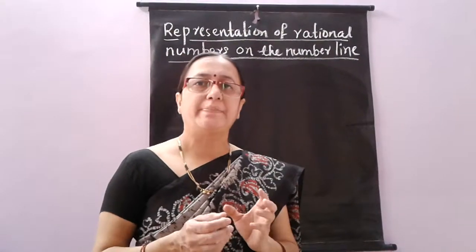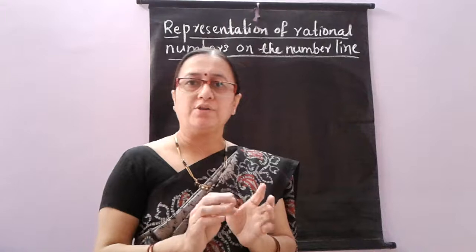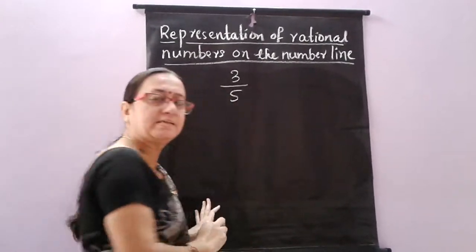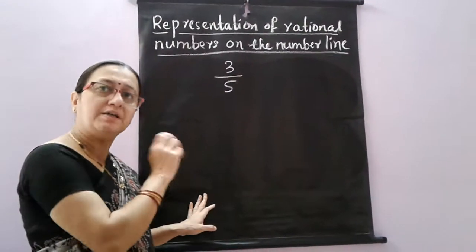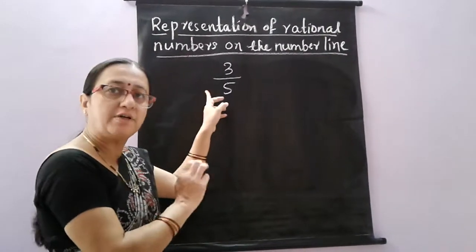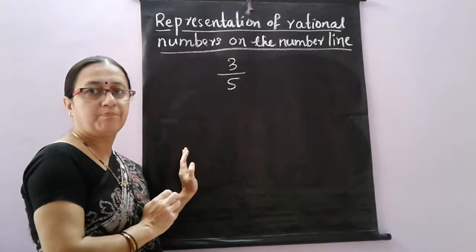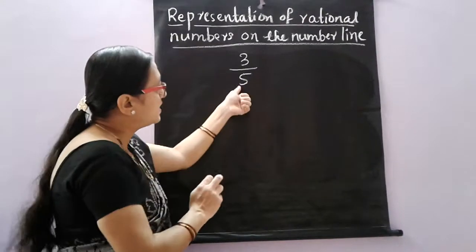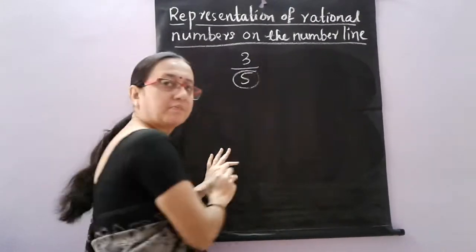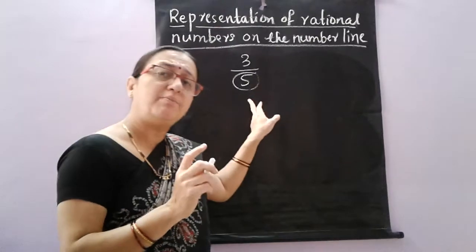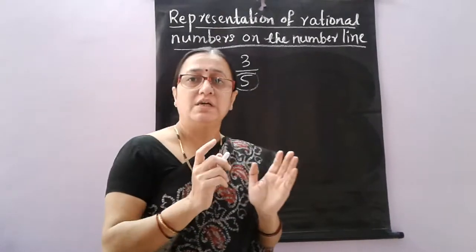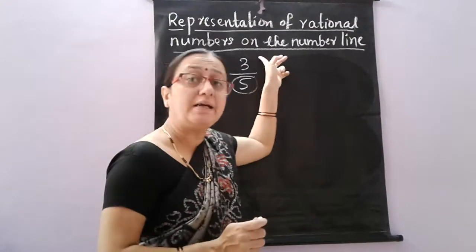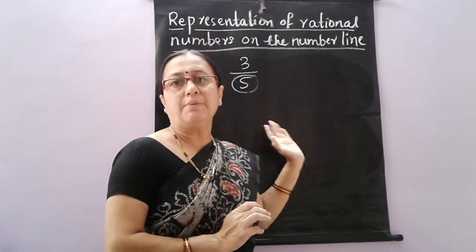Now, let us see how to represent a rational number on the number line here. For example, 3 by 5. It's a rational number. I want to represent it on the number line. Now it is a positive number, so it will lie on the right side of 0. Whenever we want to represent a rational number or a fraction on the number line, see the denominator. Denominator is 5. What do you mean by denominator? A denominator in the fraction shows the total number of parts. Out of 5 parts, 3 parts are taken. That is the meaning of this number here.